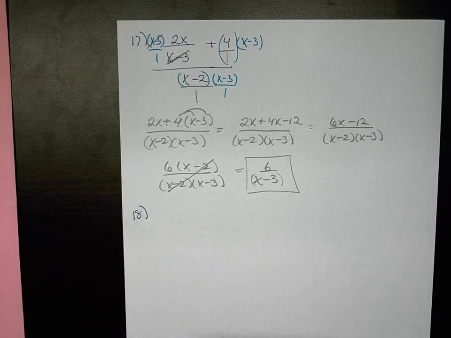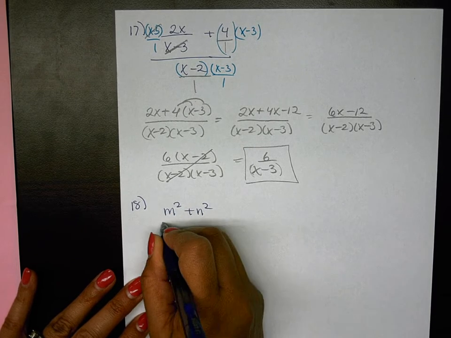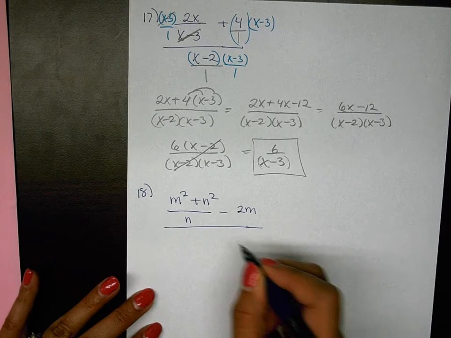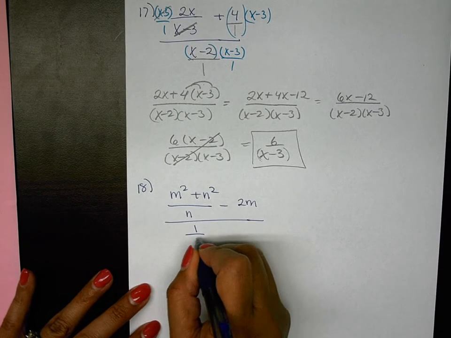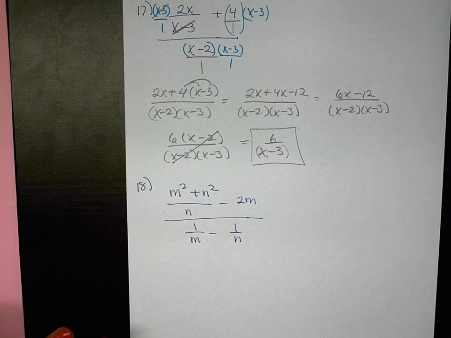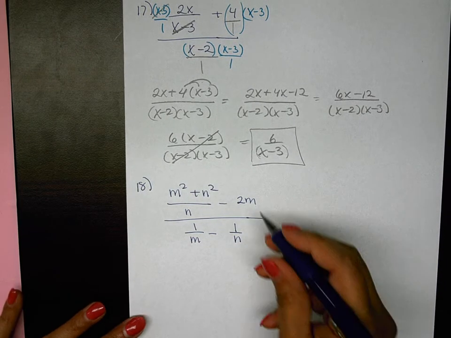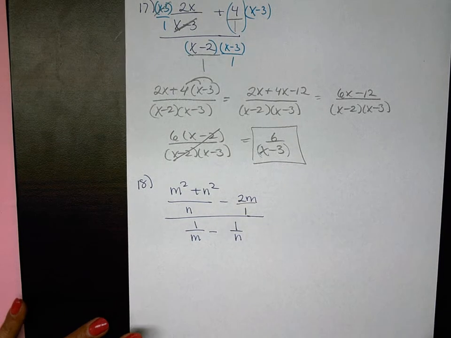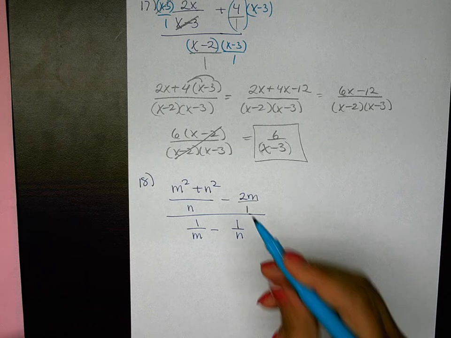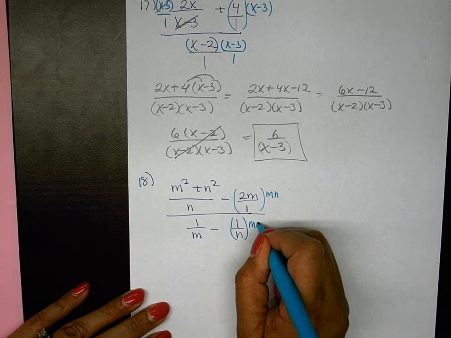Okay, next one. M squared plus n squared all over n minus 2m over 1 over n. Okay, as I stated before, make everything a fraction. There we go. Our common denominator is mn, and I'm going to multiply everything by mn.